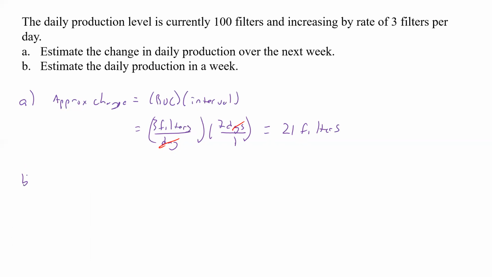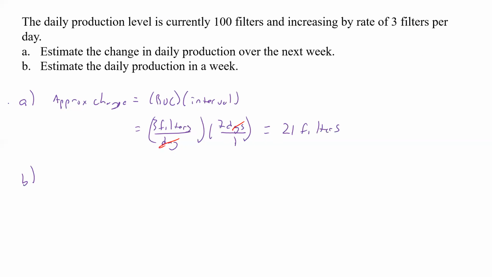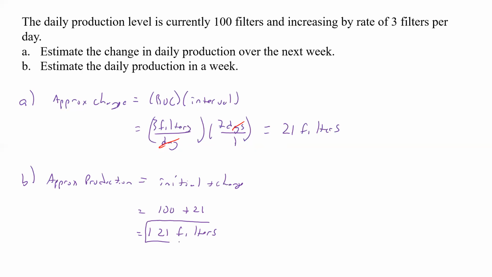Well, now for B, it says estimate the daily production in a week. All right. So, again, we're going to do kind of like we did here. Now it's going to be approximate production. Well, that's going to be our initial plus our change. And so that's going to be 100 plus 21. And that's going to be 121 filters. Okay, so that's going to be our daily production in a week.